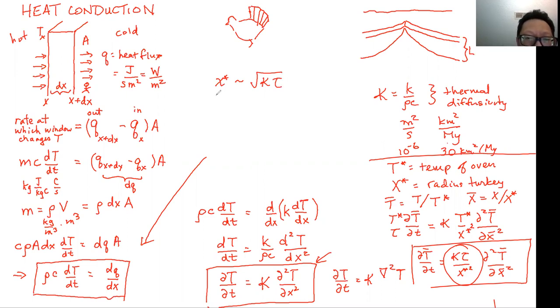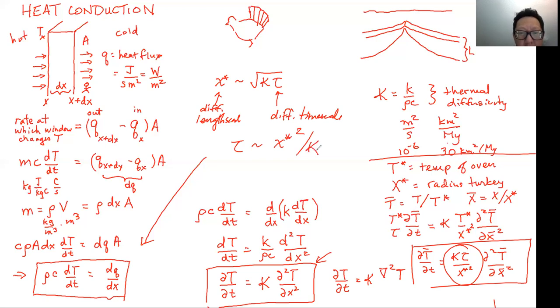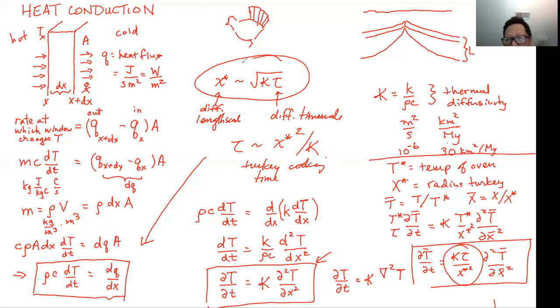And this is what we call the diffusive length scale. This is the diffusive time scale. Okay. Which is to say that if I want to cook a turkey of radius X star, the amount of time it takes me to cook it is going to scale this way, or tau is going to be X squared over kappa. Okay, that's the cooking time.